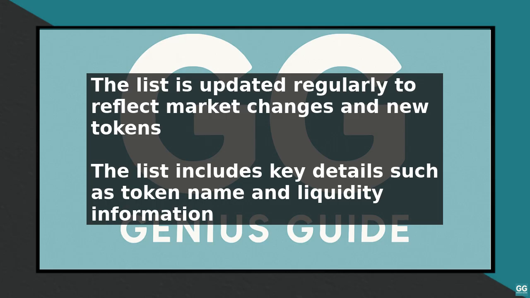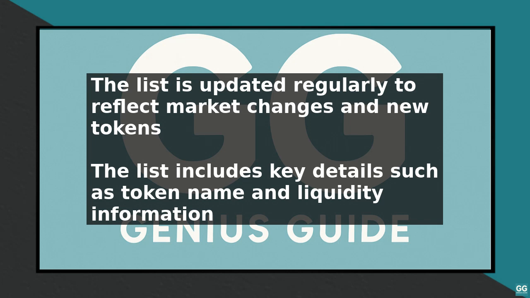When to use the Uniswap token list depends on your investment goals and risk tolerance. If you are a beginner investor, using the Uniswap token list can help you avoid scams and fake tokens. The list provides a level of assurance that the tokens are legitimate and have been vetted by the community.